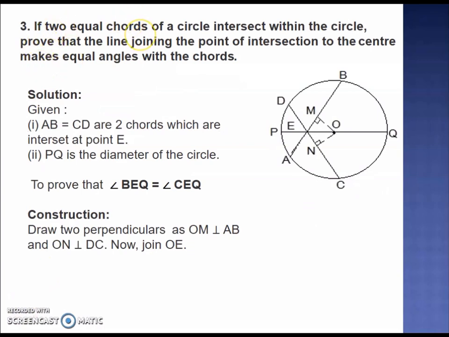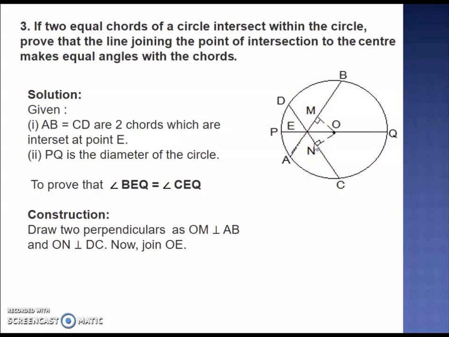So the third question is, if two equal chords of a circle intersect within the circle, prove that the line joining the point of intersection to the center makes equal angles with the chords. So here the figure will be almost similar to the previous one. Two equal chords, that means AB and CD are equal, and they are intersecting at this point E. The line joining E to the center of the circle, that is OE, will make equal angles with the chords, which means you have to prove that this angle BEQ and this angle CEQ are equal.